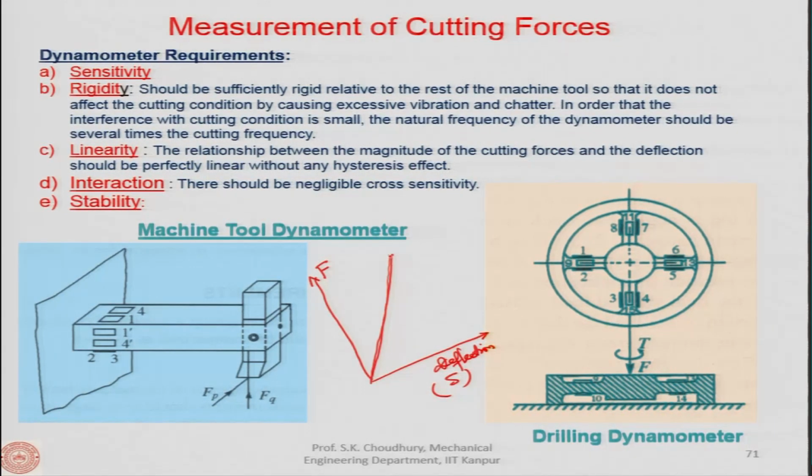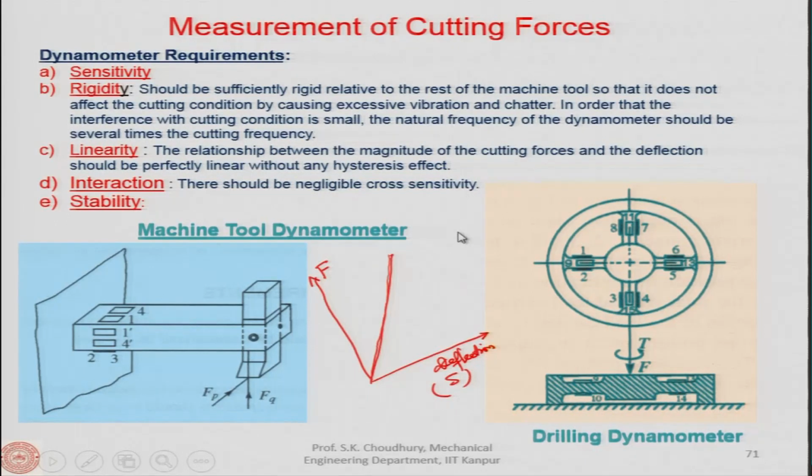It should not have any hysteresis kind of thing. This is not allowed. It should be exactly linear, that is what linearity means. Now, the next is the interaction. There should be negligible cross sensitivity.